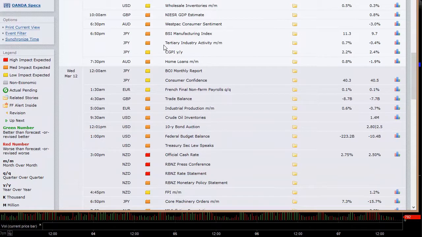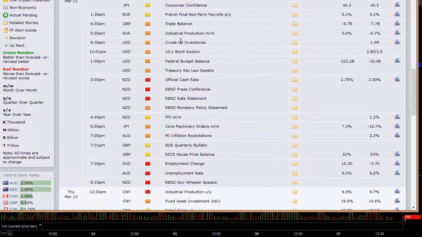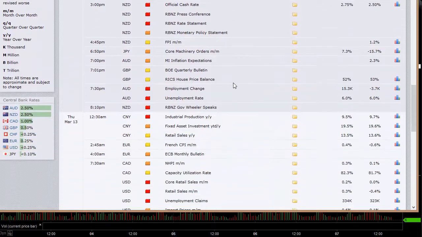Westpac consumer sentiment out of Australia, some minor Japanese data, home loans out of Australia, monthly Bank of Japan monthly report, consumer confidence out of Japan, French final non-farm payroll data, trade balance out of the UK, industrial production out of Europe. Wednesday here in the U.S., we've got crude oil inventories, 10-year bond auction, the Fed budget balance in the afternoon, speech from Treasury Secretary Lew. Then you go into New Zealand's rate announcement out of the Reserve Bank of New Zealand, their FPI. This is all on Wednesday.